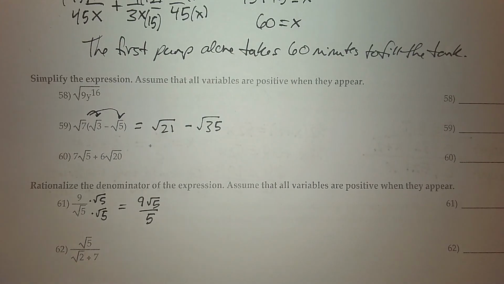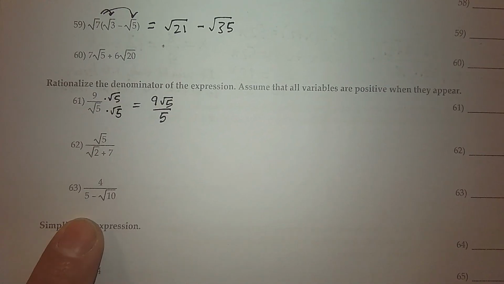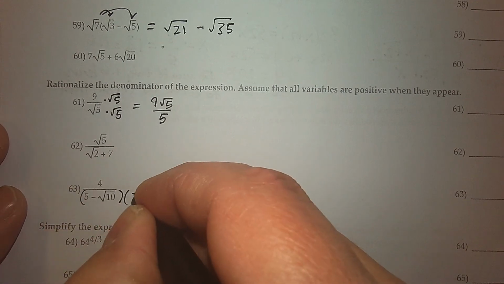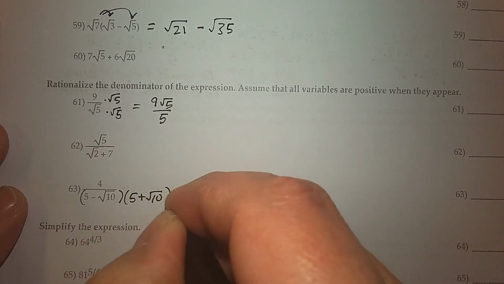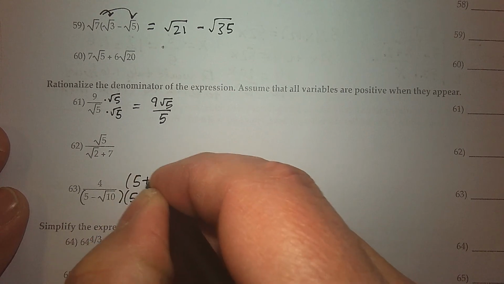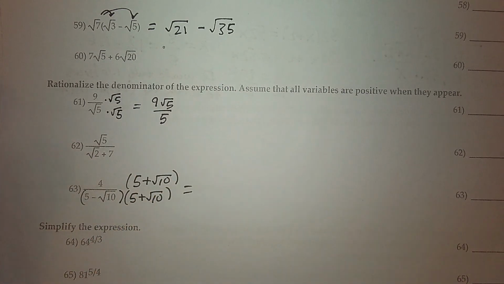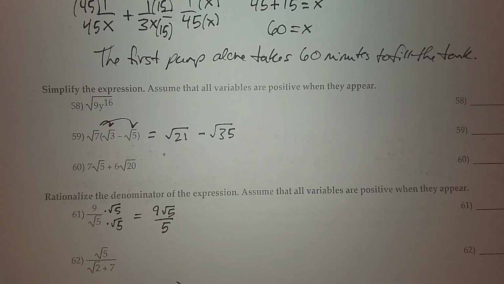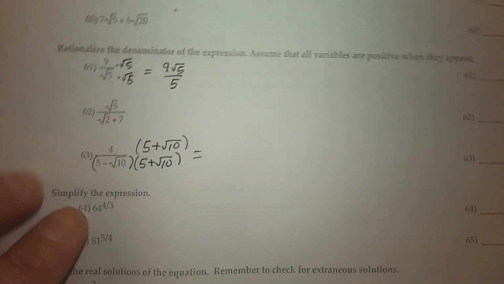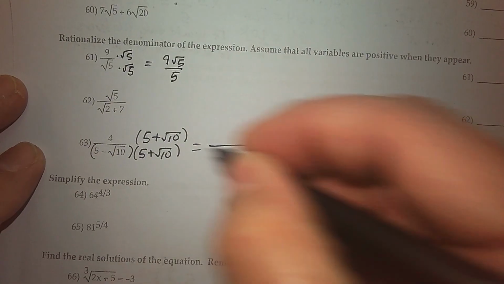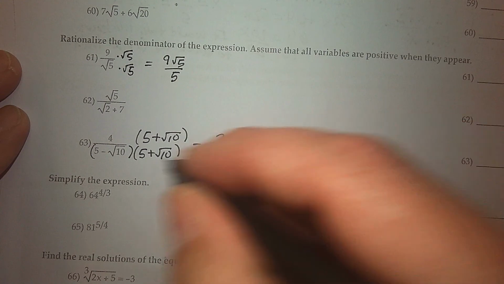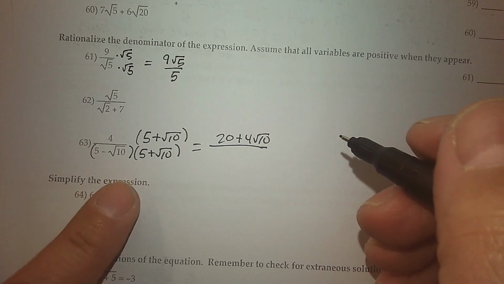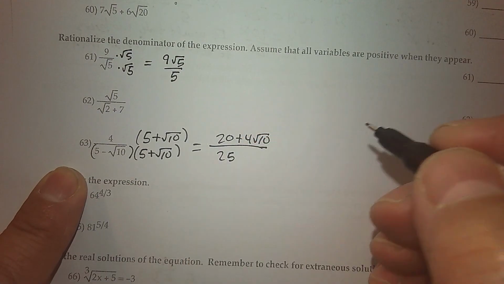Number 63. How do I make this a rational number when it's a binomial? Say it. The conjugate. Now, what's the conjugate of 5 take away root 10? It's 5 plus root 10. And then multiply it out. So 4 times 5 is 20. 4 times root 10 is 4 root 10. And then the denominator. 5 times 5 is 25.